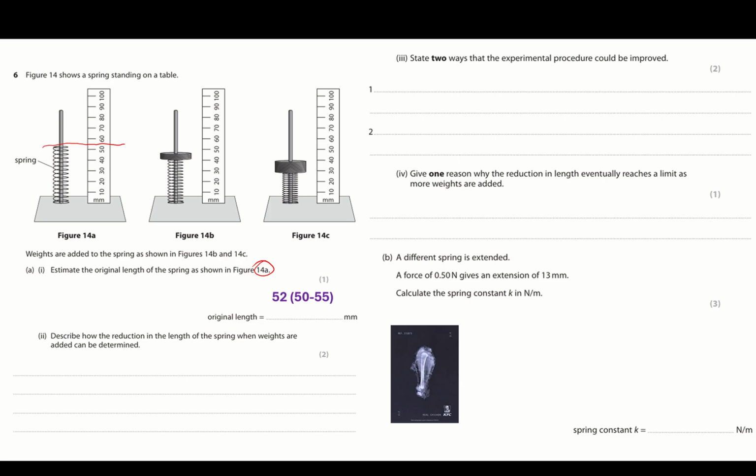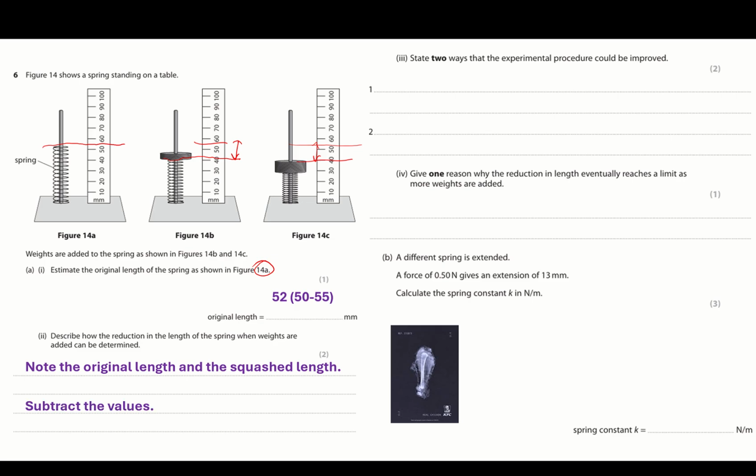Describe how the reduction in the length of the spring when weights are added can be determined. Well, we know that it's starting at 52, and as long as we take it from the same place, we've just got to subtract the two values. And the same for here, we know it starts at 52, and then we subtract the two values. So note the original length and the squashed length, subtract the values.